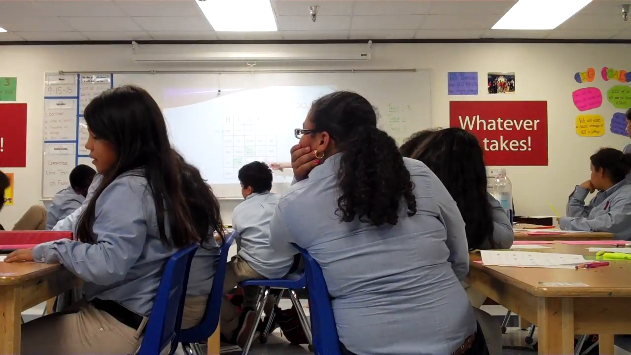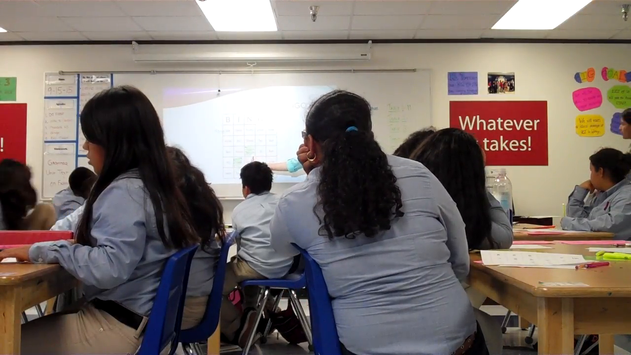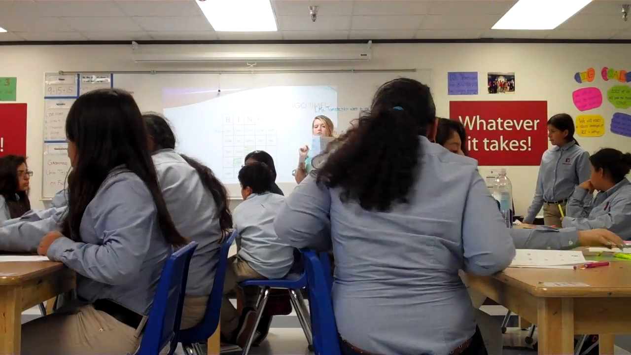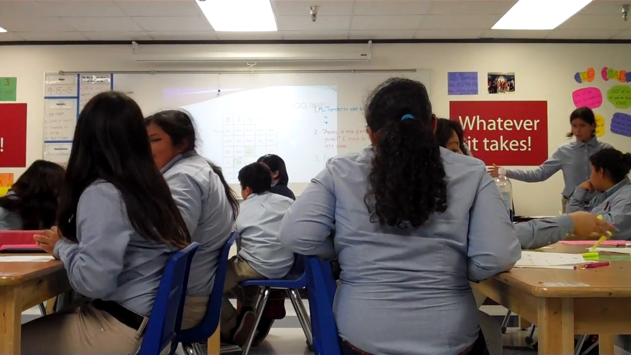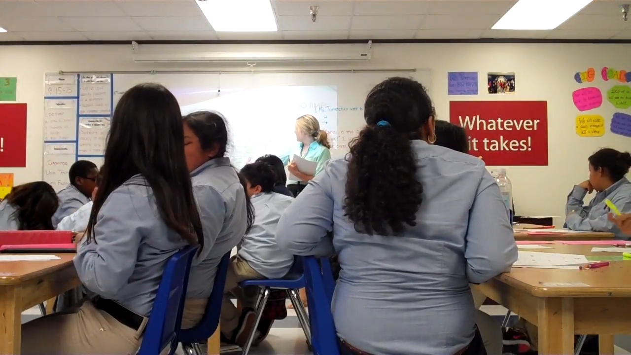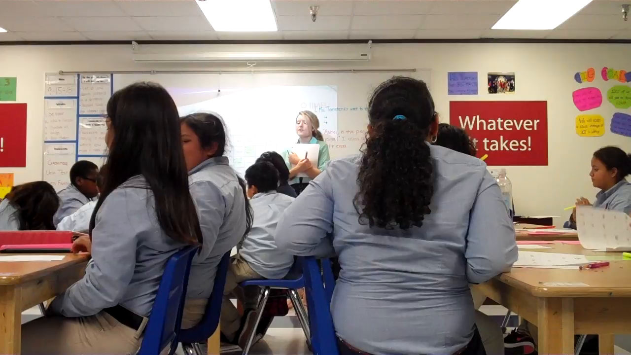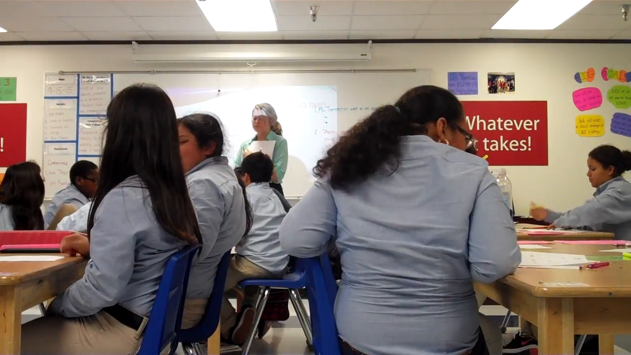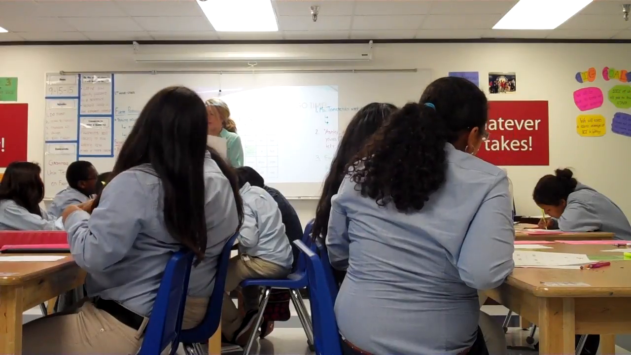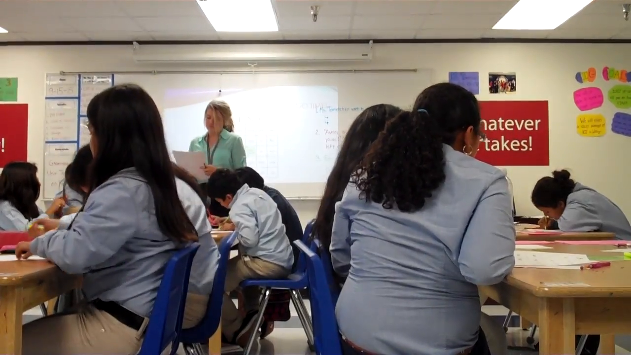So right now, we're going to play bingo. You're going to use the highlighters that are in the center of your table to highlight your bingo cards. So to start off, everybody is going to highlight the free space in the center of their bingo card. You're highlighting the free space.